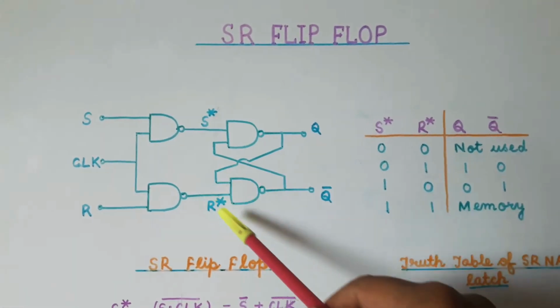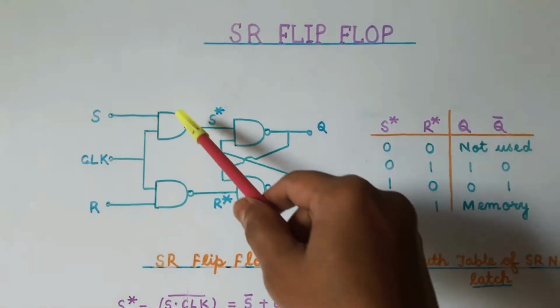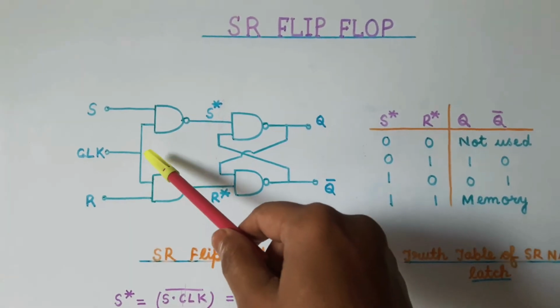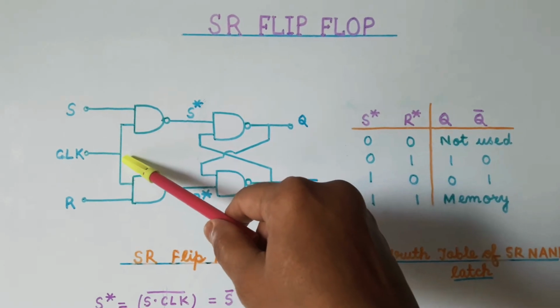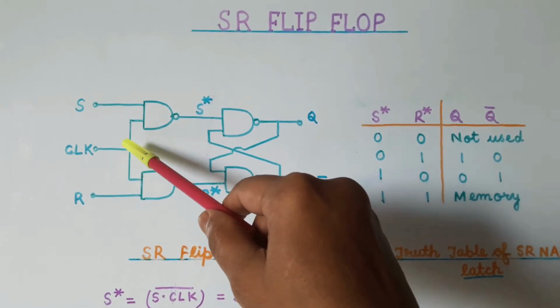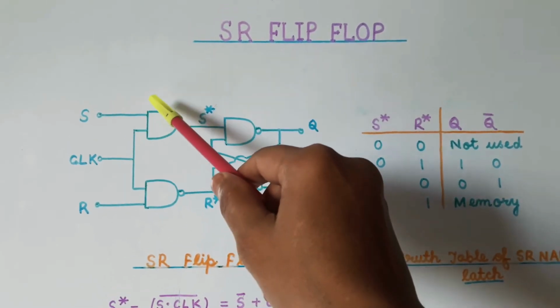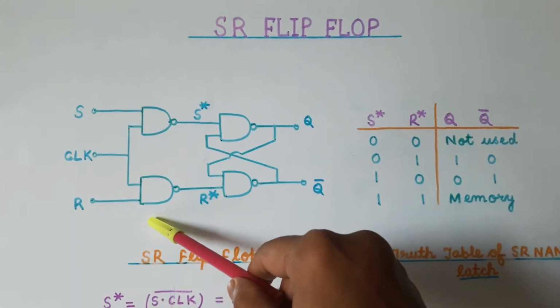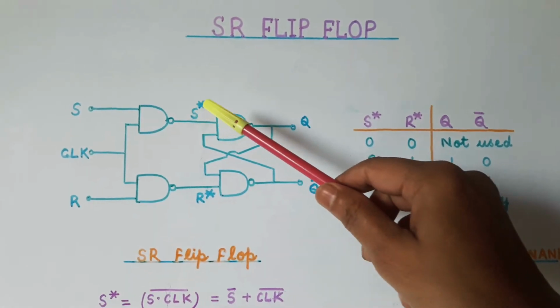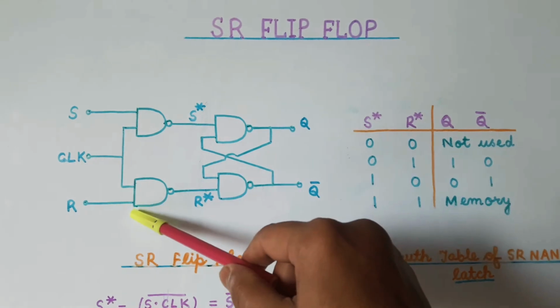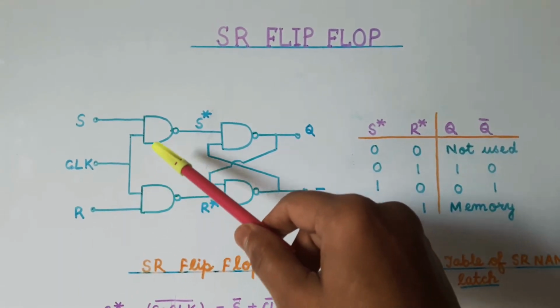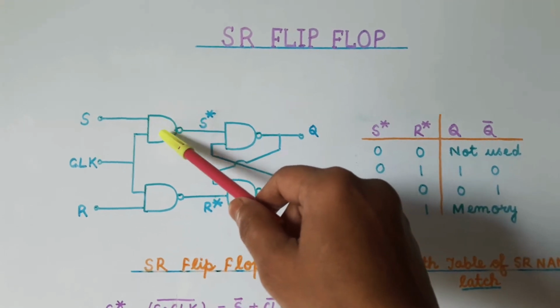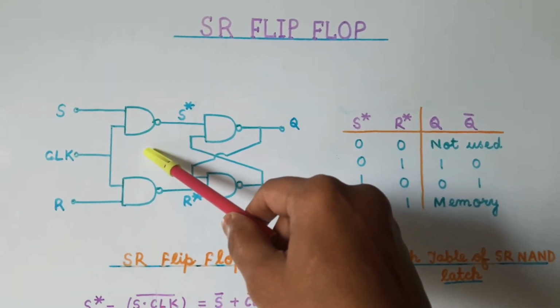Now we have modified this circuit by adding two NAND gates and we have also given a controlled input or clock here. This clock is basically a controlled input because we don't want the inputs S and R to change accidentally. That is, we only want these inputs to change when we want. So for that purpose, we have introduced a clock here.